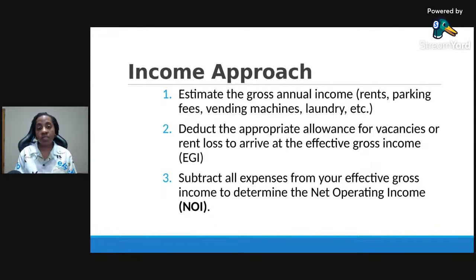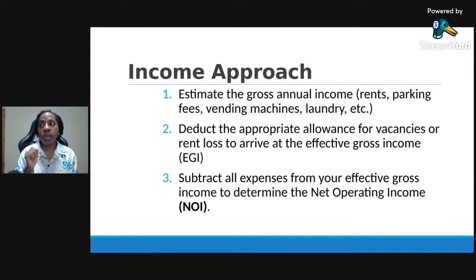So, first things first, the income from the property determines the value of the property. That's really the income approach. The income that's being produced at that property determines the value. So, first things first, we need to figure out what our income is. Gross income. How much are we getting in from rents, from parking, from laundry, from vending machines, from maintenance fees, whatever you're getting. Okay, so you calculate those first.